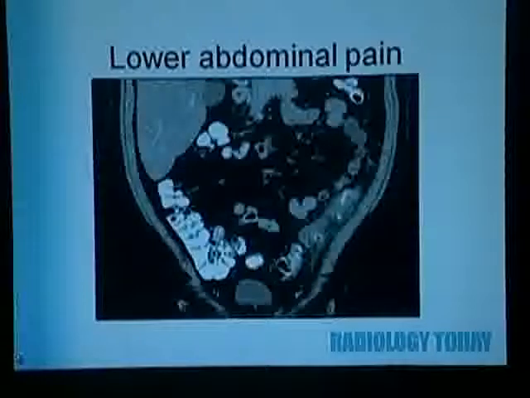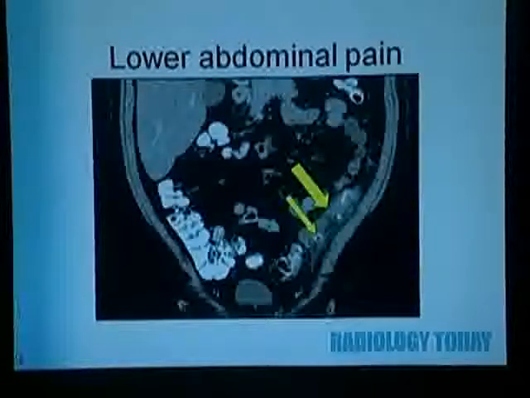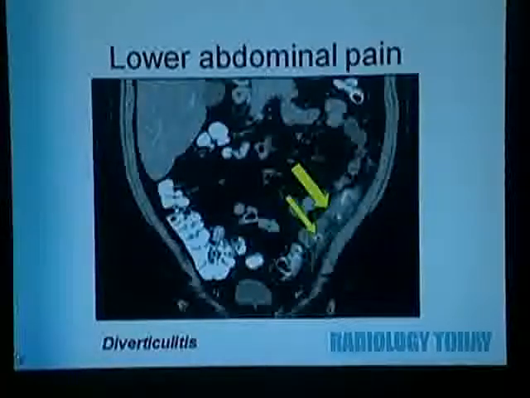Yet another common source of abdominal pain that we see is right here. There's segmental wall thickening of the colon, as well as a small inflamed diverticulum there. This is diverticulitis. And similar to appendicitis, we use the CT not only for diagnosis, but for looking for complications that may require drainage or may tell the clinician that antibiotics in this situation are not going to be enough.